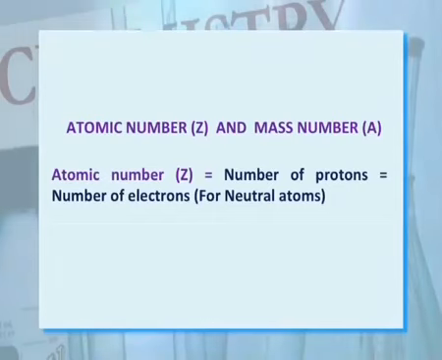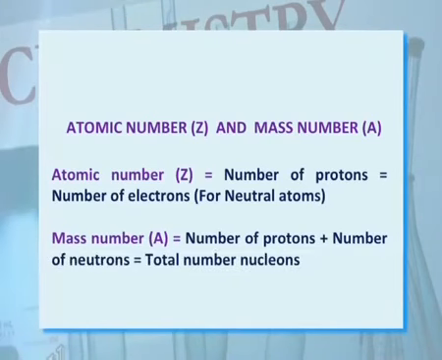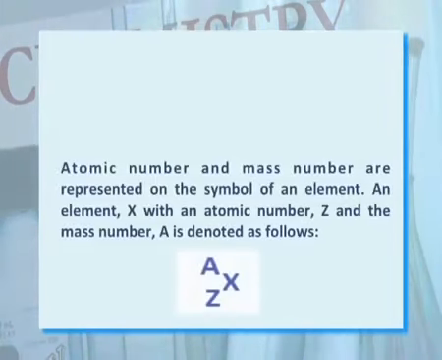Now, the next concept is atomic number and mass number. Atomic number is equal to the number of protons, which is equal to the number of electrons for neutral atoms. Mass number is equal to the number of protons plus the number of neutrons, which is equal to the total number of nucleons.